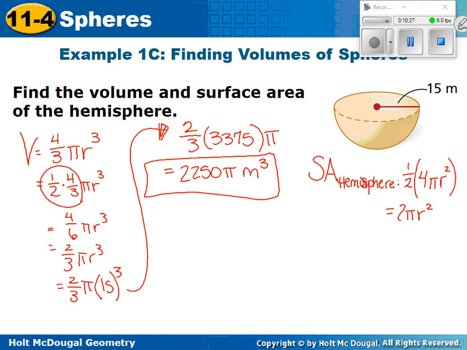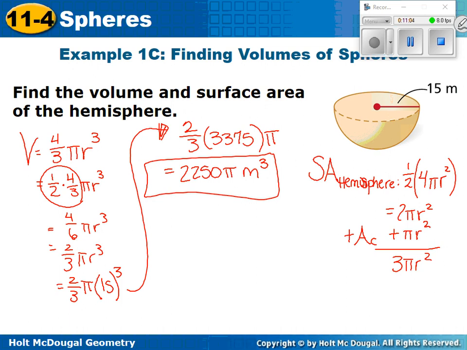What's the formula for the circle on the top? Pi r squared. So then we need to add in the area of the circle on the top, which would be another pi r squared. So what is the surface area of an entire hemisphere? 3 pi r squared. Now, again, you don't have to memorize that formula. You could just do half the surface area of your sphere, find the area of your circle, add them together. Or you could just do 3 pi r squared.